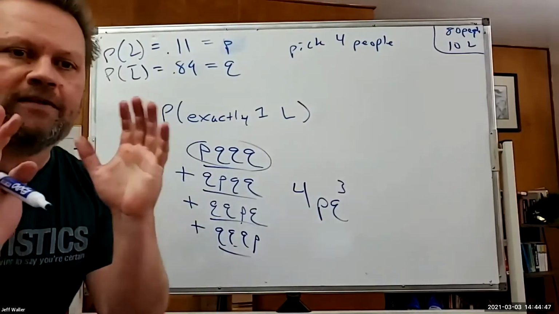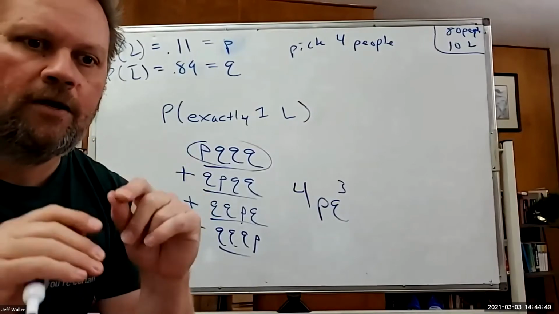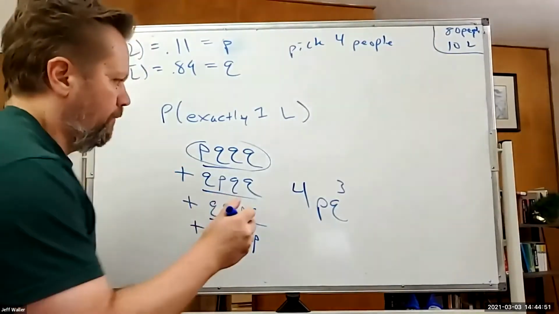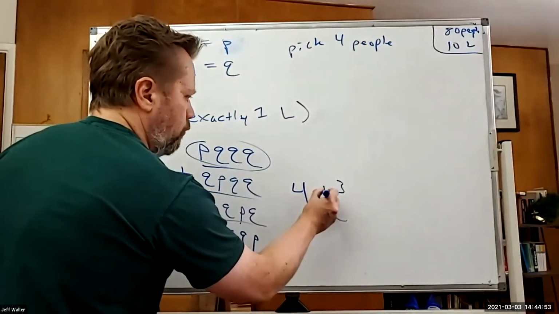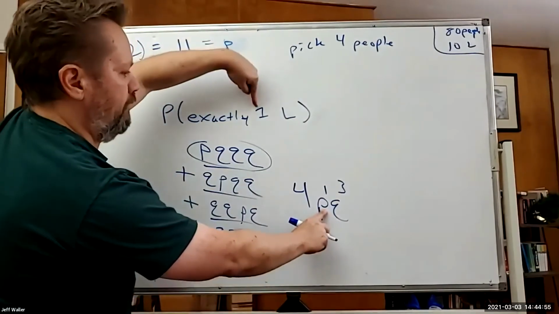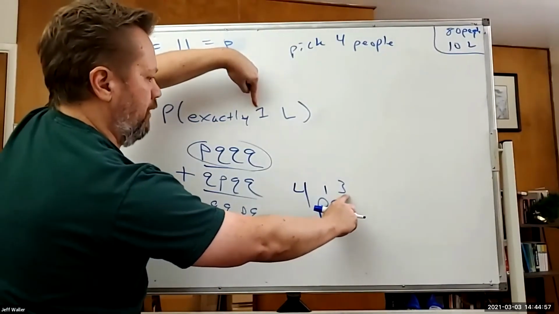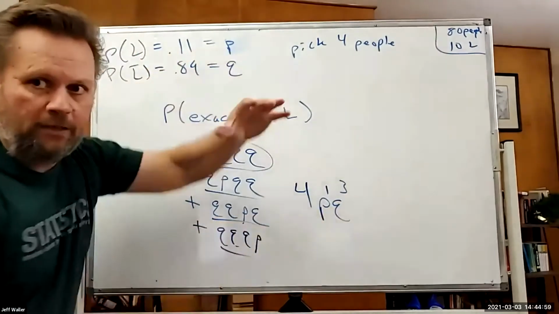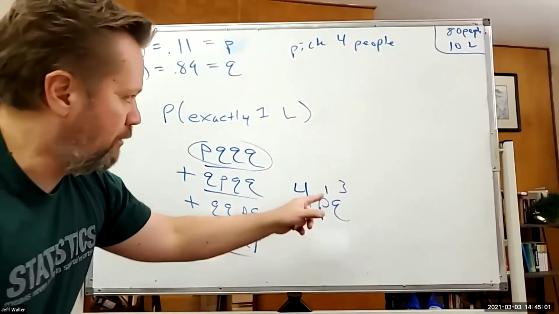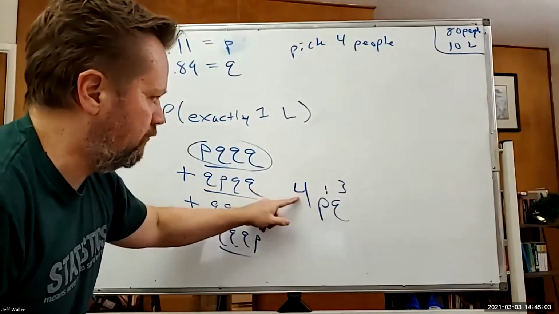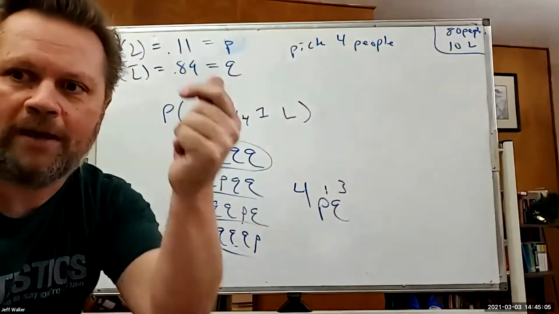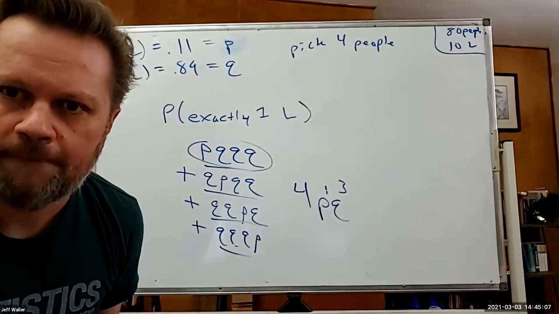Now look at this. Look at this beautiful thing. What does this mean? The fact that there's 1 P, because I want 1 left-handed person. So that means I want 3 not left-handed people. I want 1 of those and 3 of those, and there's 4 ways to do it. Bam.